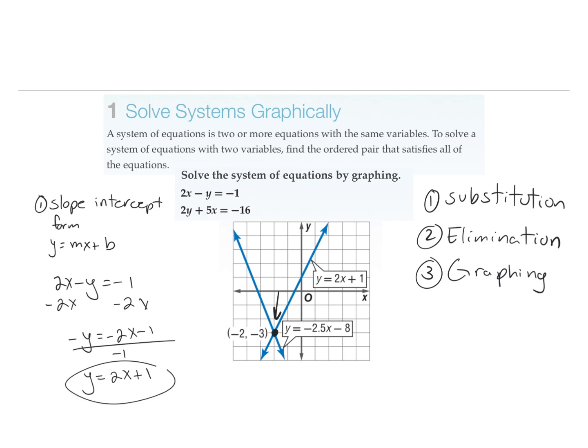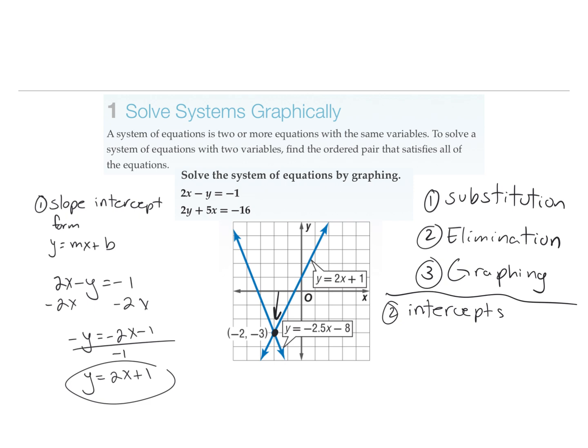It makes it easier. So that's one way of graphing, by solving for y. Another way you can graph is by finding the intercepts, like you did for your last test. Grab those intercepts and then just draw a line between them.